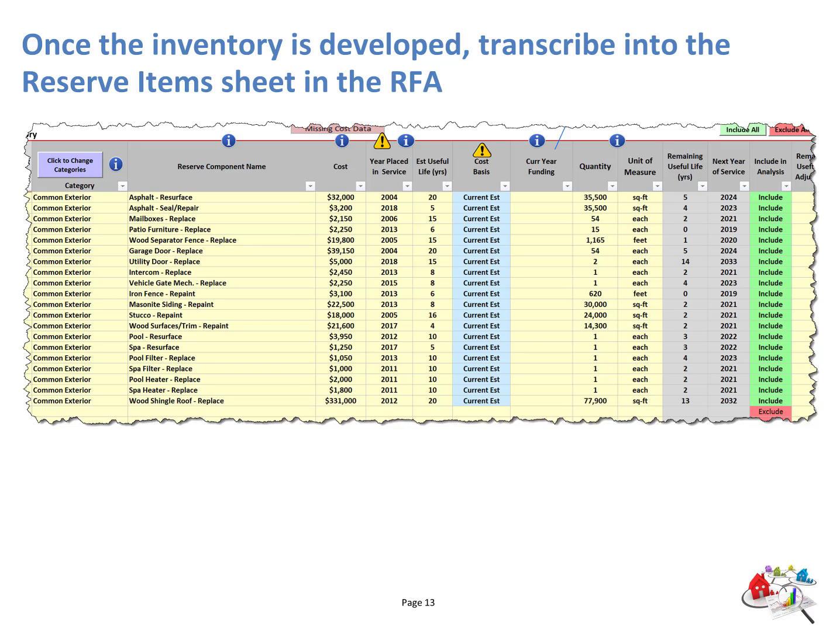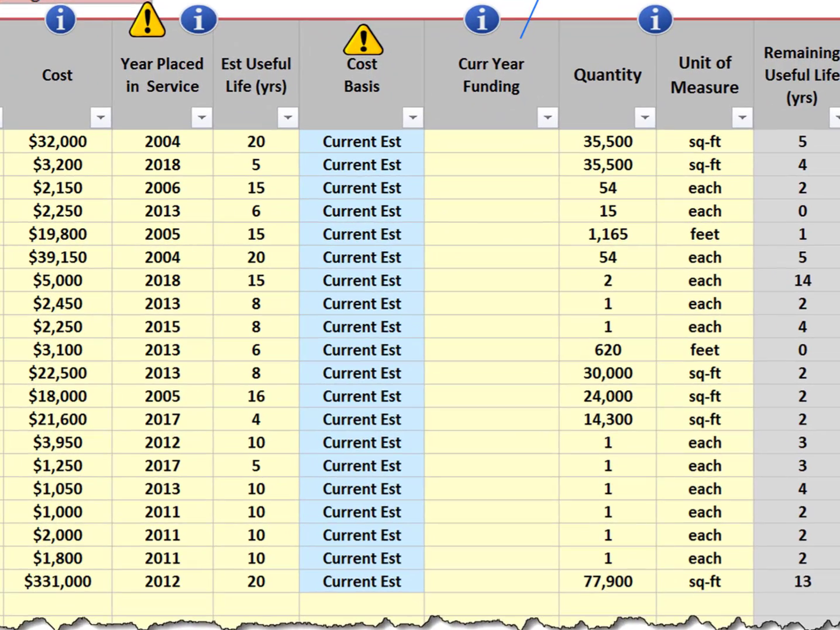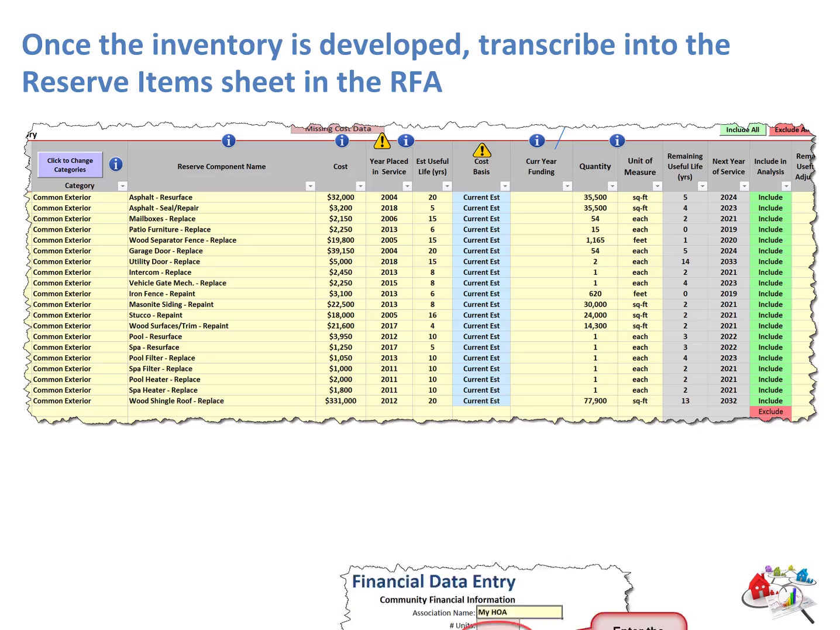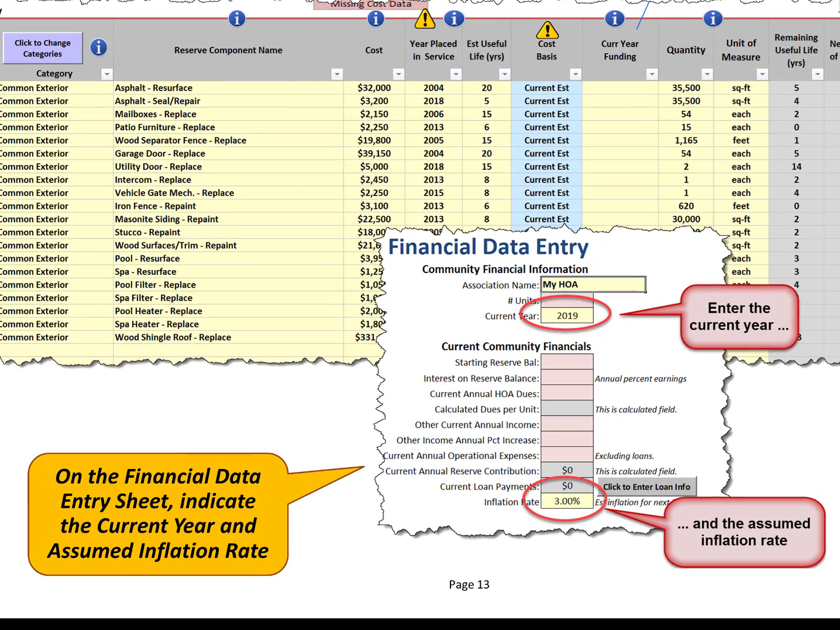Now, in a previous video, I explained how to include or exclude these components as part of your analysis. And then the cost basis, typically you use current estimate, but you might have actual cost data for when the component was actually replaced. So you need to choose the appropriate option. The other things that you should include before you do anything else is the current year, and put in an assumed inflation rate. You can see in this illustration here.